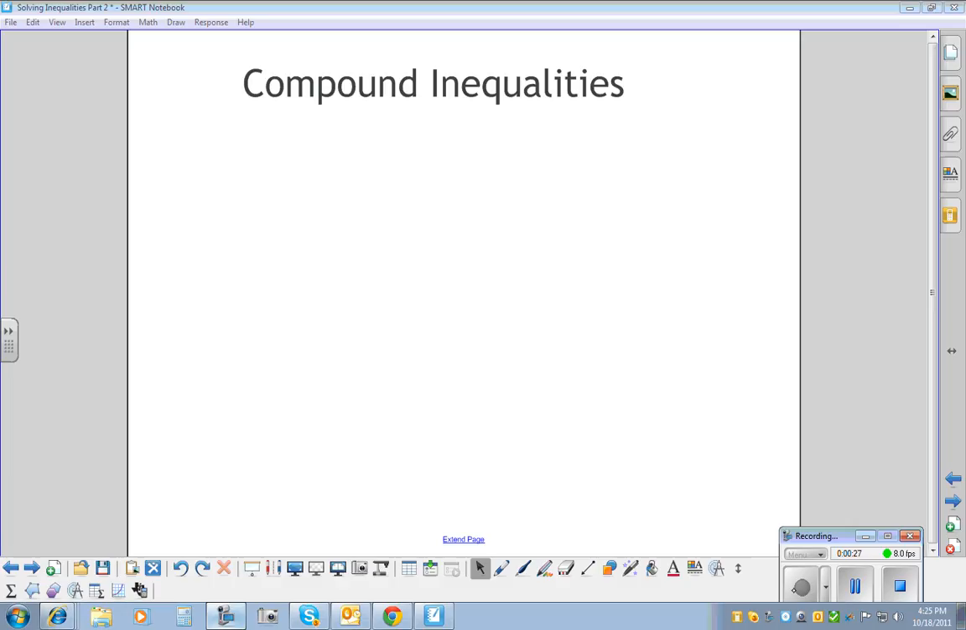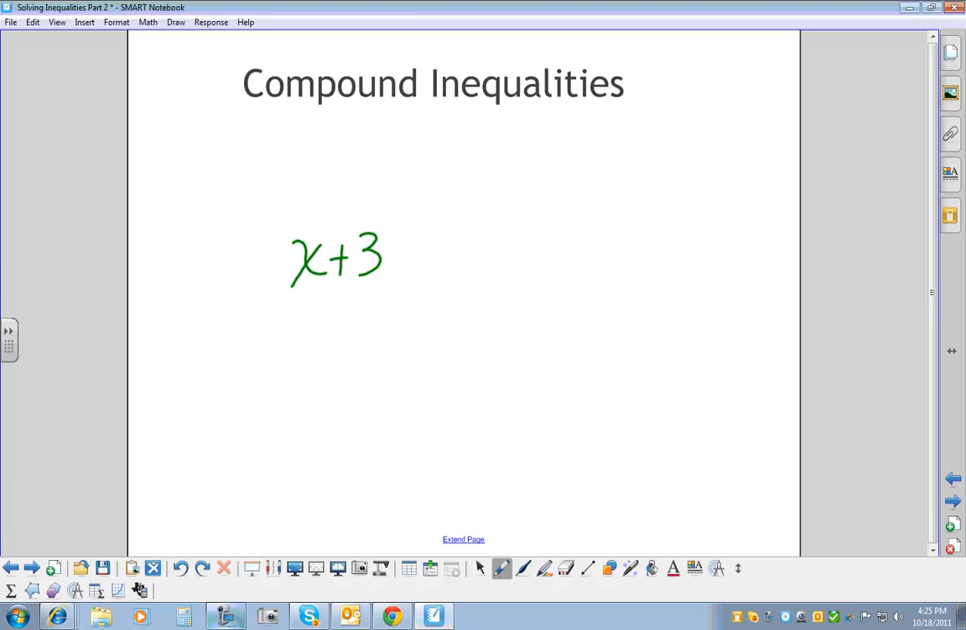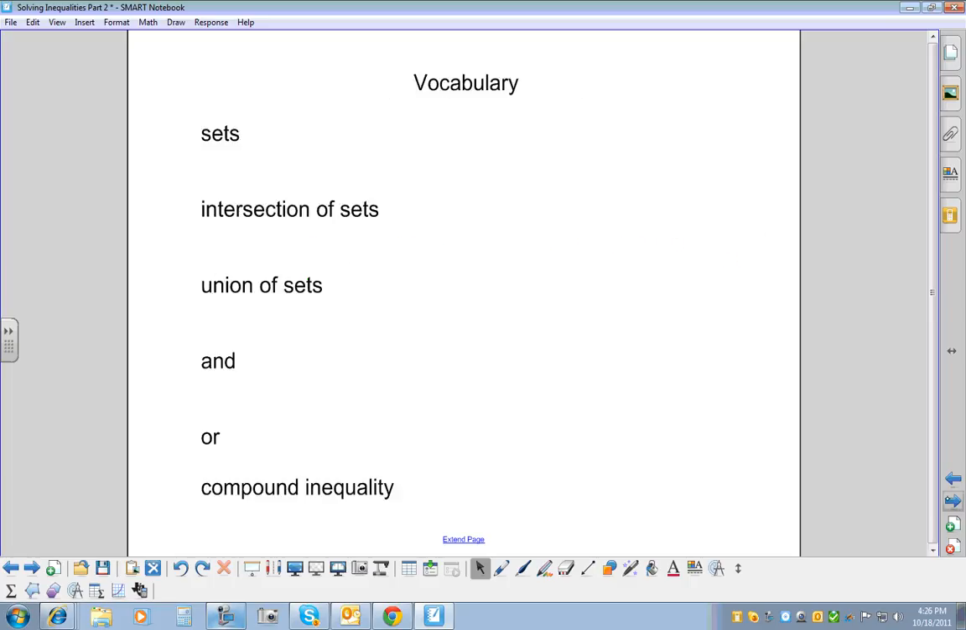So if we think about a math equation, that's a sentence. So if we take a conjunction, we're going to take two math sentences and join them together with and or. And so when we do that, we'll end up solving inequalities that are really two separate inequalities and looking at them together as a set. So let's talk about sets.